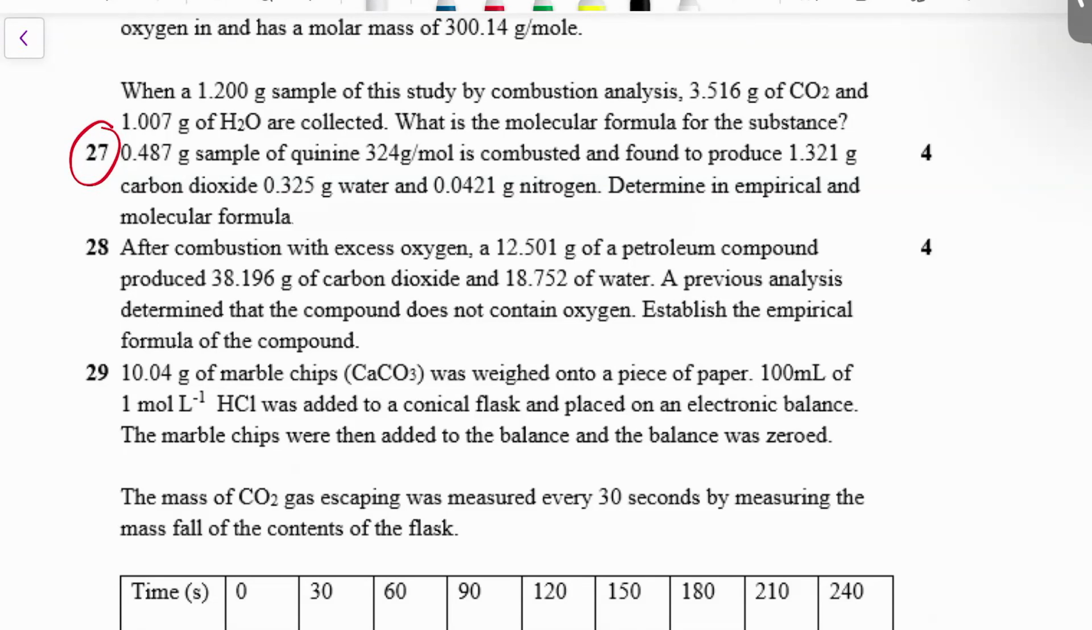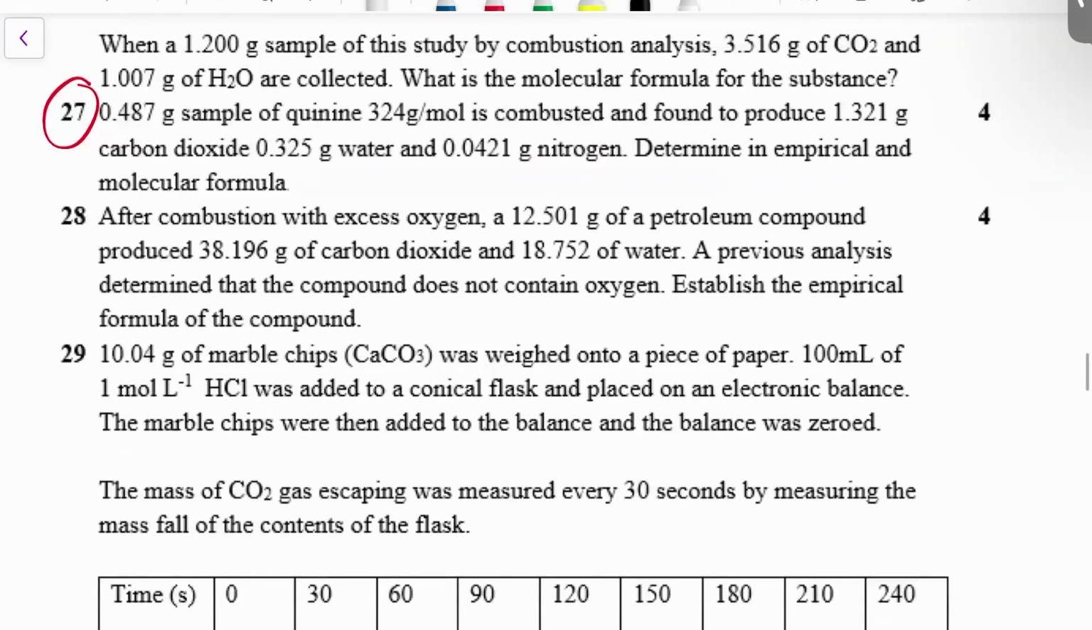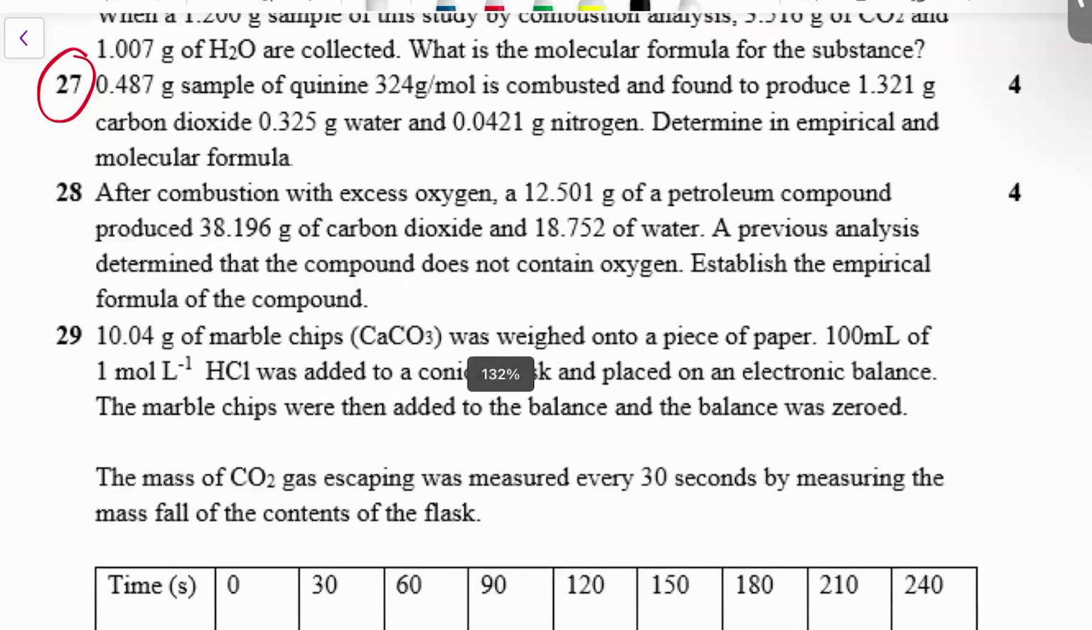Question 27. A 0.487 gram sample of quinine, 324 grams per mole, is combusted and found to produce 1.321 grams of carbon dioxide, 0.325 grams of water, and 0.041421 grams of nitrogen. Determine the empirical formula as well as the molecular formula.